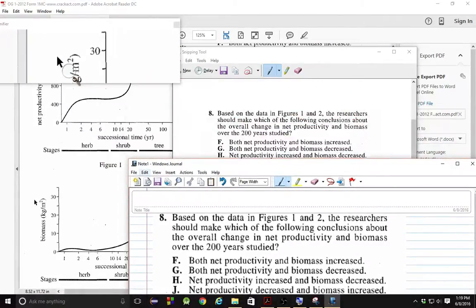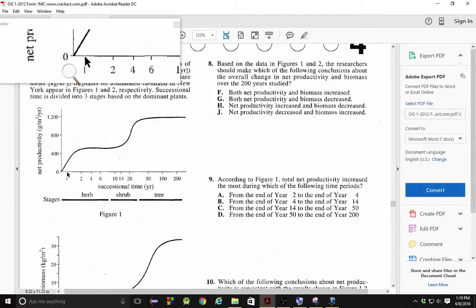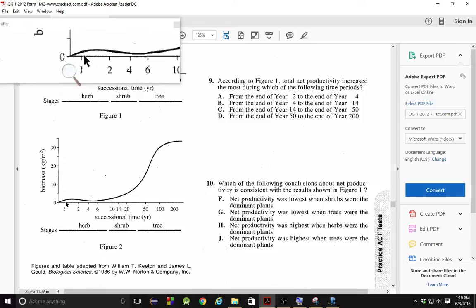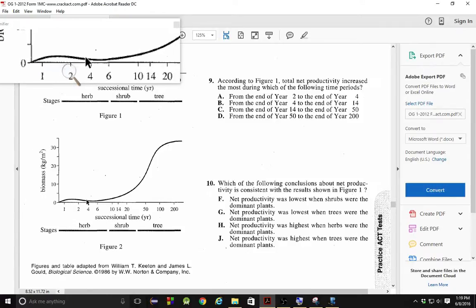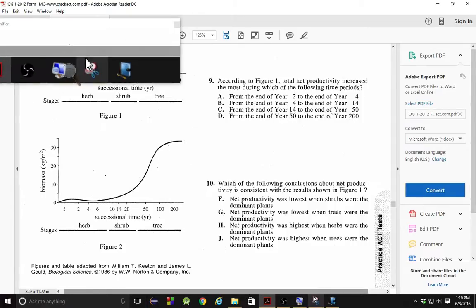Okay, let's look at the graphs. Over the period of time, as you can see, net productivity does increase over the 200-year interval. And as you look at it here, biomass initially takes a little bit of a slip, but then increases as well over the 200-year interval.